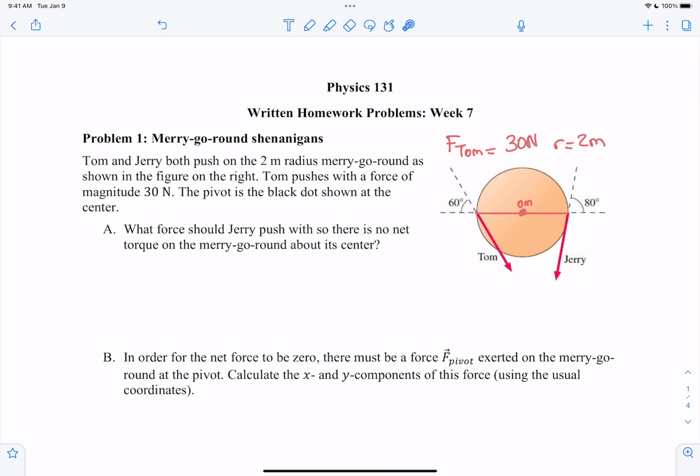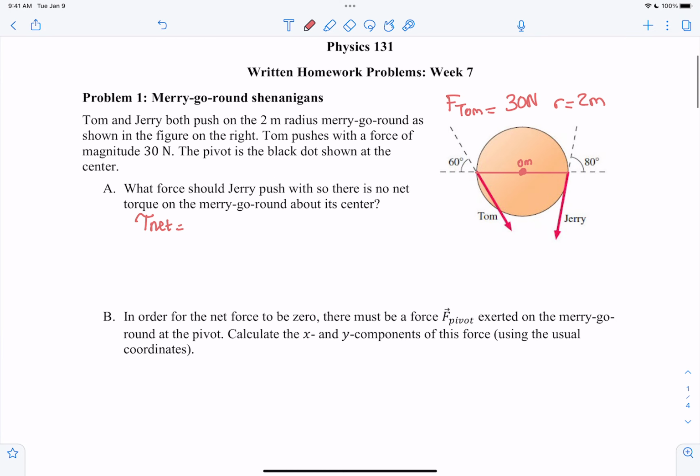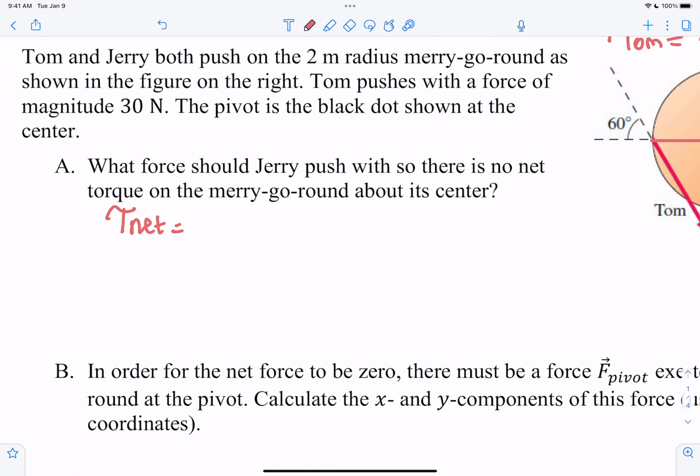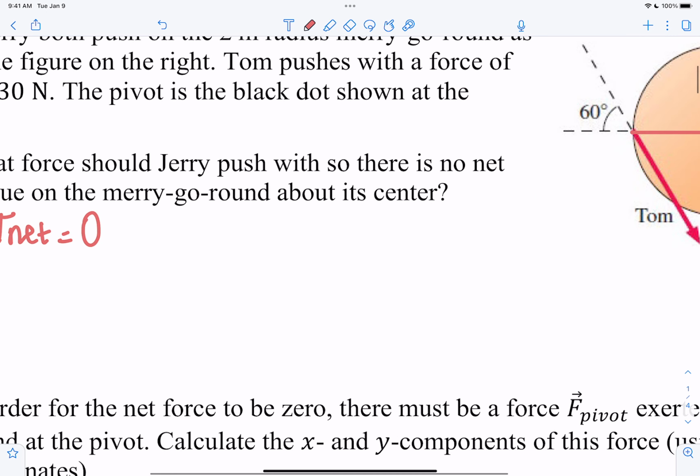Now, we want to figure out what force Jerry should push with so that there's no net torque on the merry-go-round about its center. If there's no net torque, and I like to call this fancy T, I mean, it's tau, I guess, but whatever. Yeah, so this is fancy T, net torque is 0. Anyway, we want 0 torque, and in order for there to be 0 torque, if Tom is exerting some torque and Jerry is exerting some torque, then torque for Jerry has to equal torque for Tom, right?